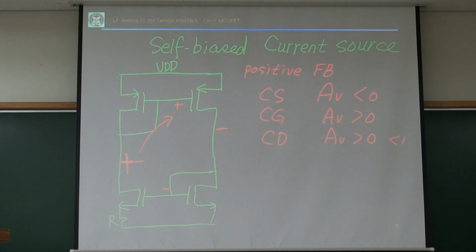So we have to find the loop gain. If loop gain is larger than 1, the circuit oscillates. Okay. Now, how can I find the loop gain? Let's see. Yeah.